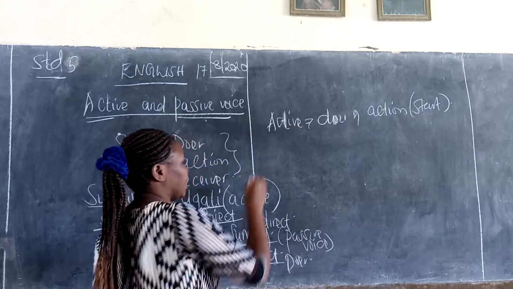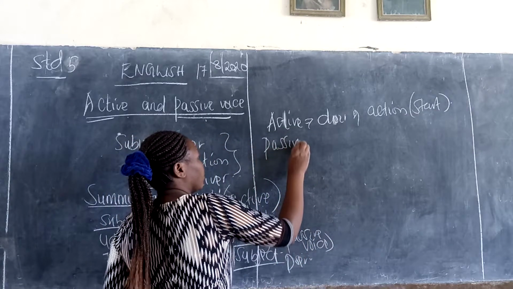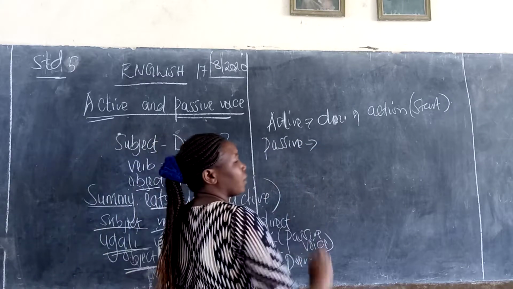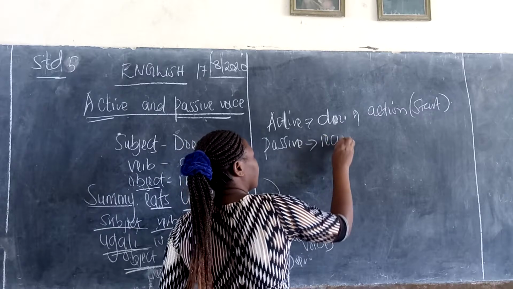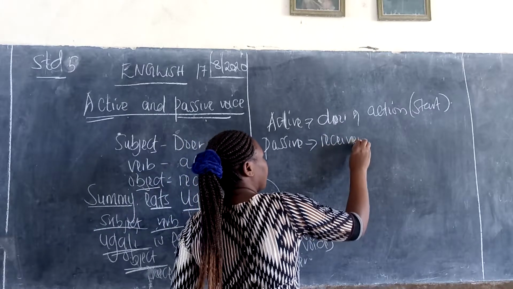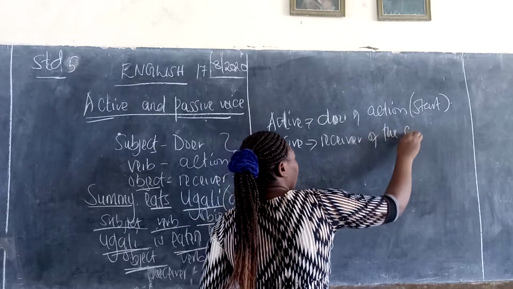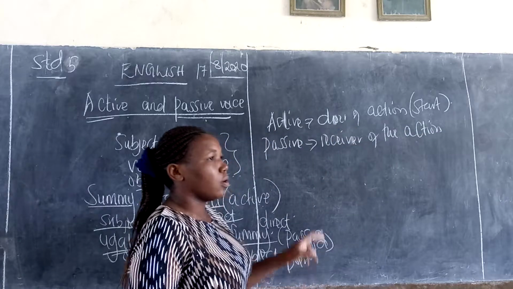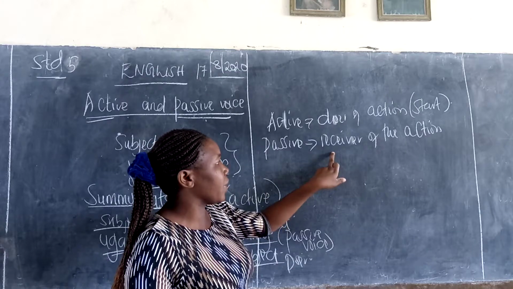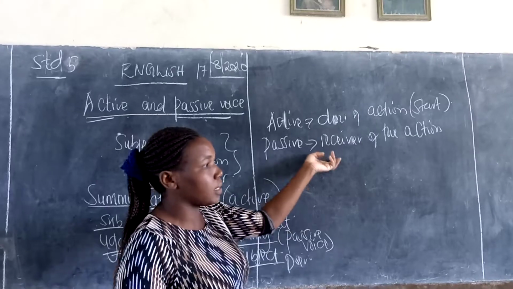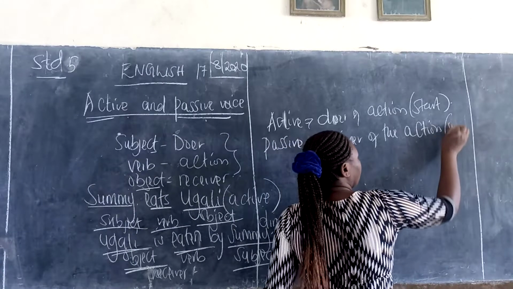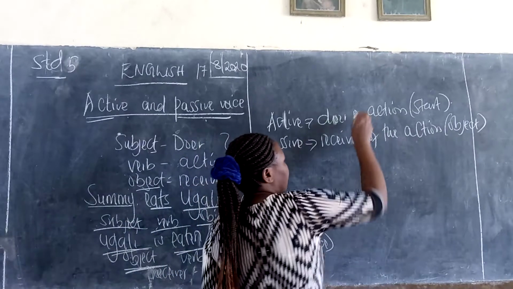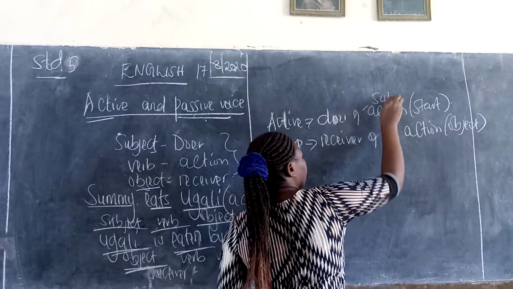When I'm talking about passive voice, we start our sentence with the receiver of the action. And the receiver of the action, I say, is known as the object. Then the doer of the action, I say, is the subject.